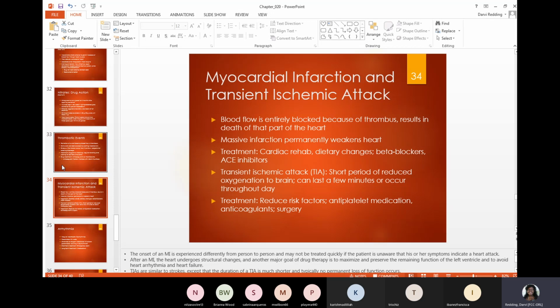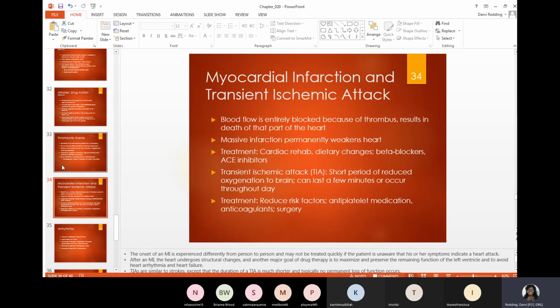So with heart attacks and strokes, the blood flow is entirely blocked because of clotting, and this could result in death of that part of the heart. And so a massive infarction permanently weakens the heart. And so with treatment, they may have cardiac rehab, make some dietary changes, and have some beta blockers and some ACE inhibitors. And with a stroke, TIA stands for transient ischemic attack.